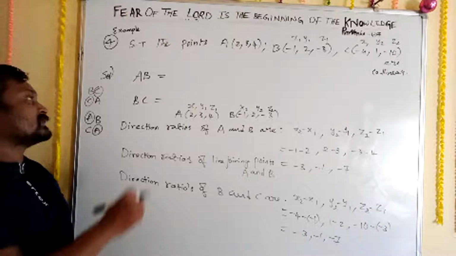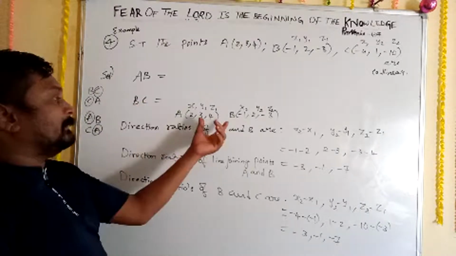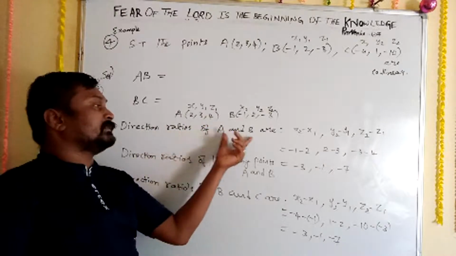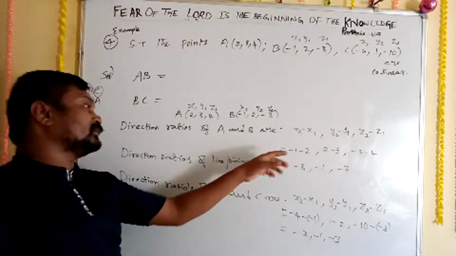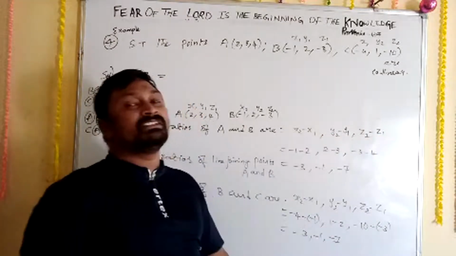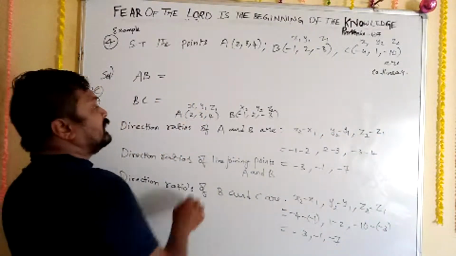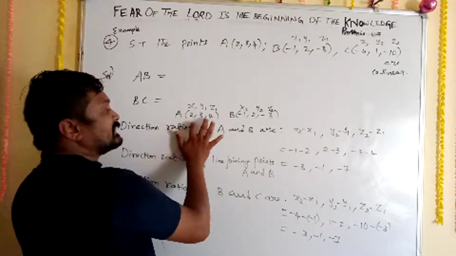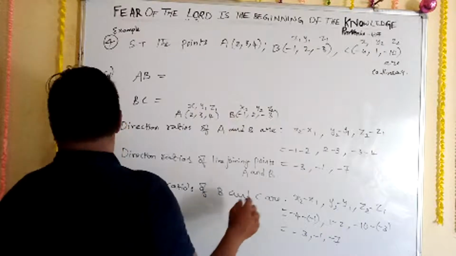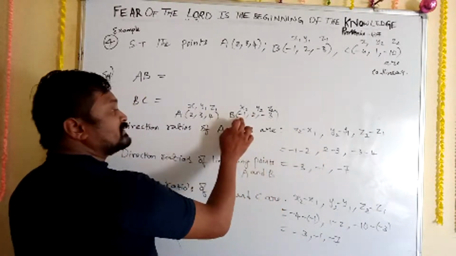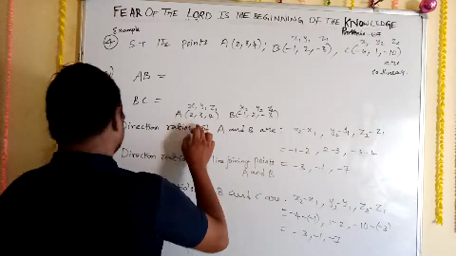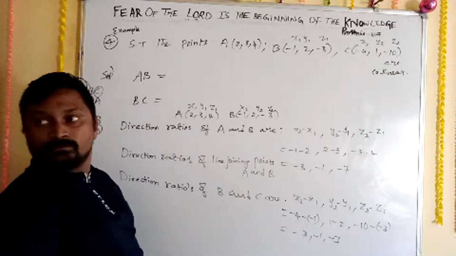So I took AB and BC. For AB, I need to find the direction ratios of A and B. The formula is x2 minus x1, y2 minus y1, z2 minus z1. For points A and B, write x1, y1, z1 and x2, y2, z2. What is your x2 here? Minus 1, minus x1, which is 2. So we write 2 here.